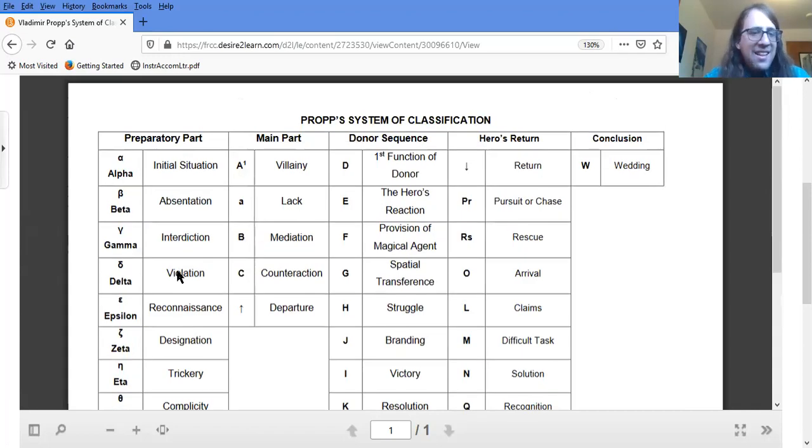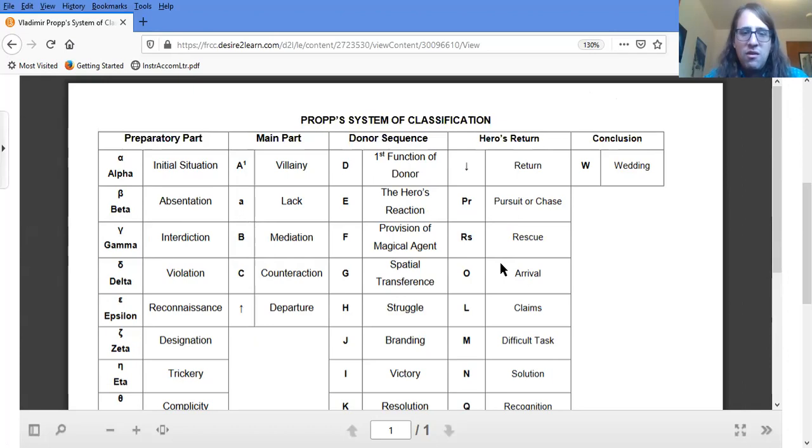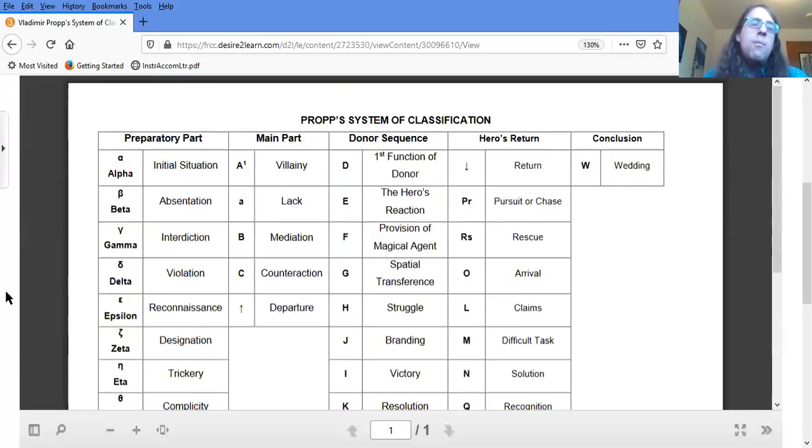So violation just means violating the commandment, the interdiction as Propp calls it. It doesn't mean violating just anything. The commandment is gamma and disobeying it is delta, and so on and so forth. This will be a cheat sheet that should help out a lot in seeing what different things in a story we can classify as functions. But for the main things I want you to know, just go back to the PowerPoint. Those would be the most important functions.